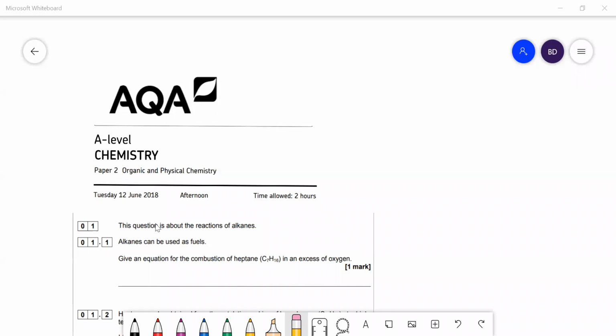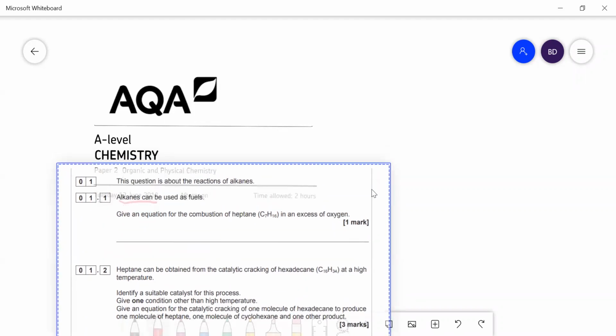Okay, I'm going to go through this AQA A-level chemistry paper, paper 2, organic and physical chemistry, and it's the June 18 paper. I'll just do half the paper to keep the video relatively short, and I'll carry on with the second half of the paper in another video. Okay, so the first question is about alkanes.